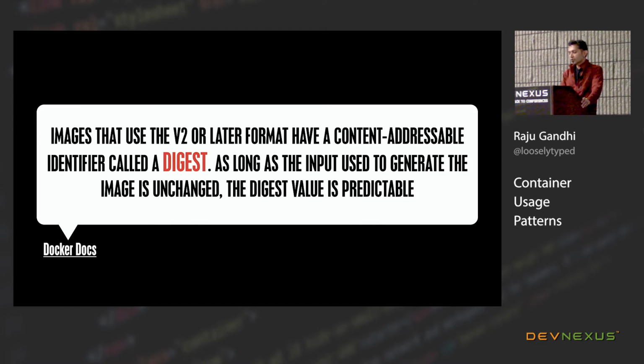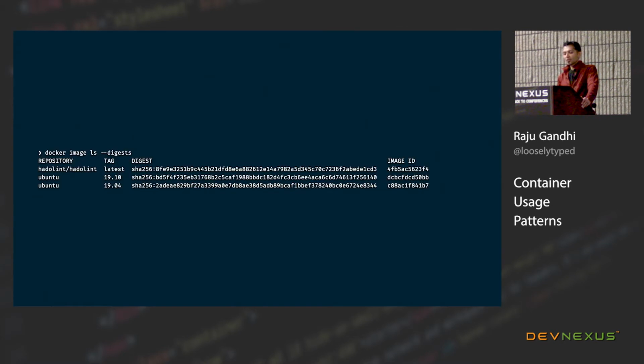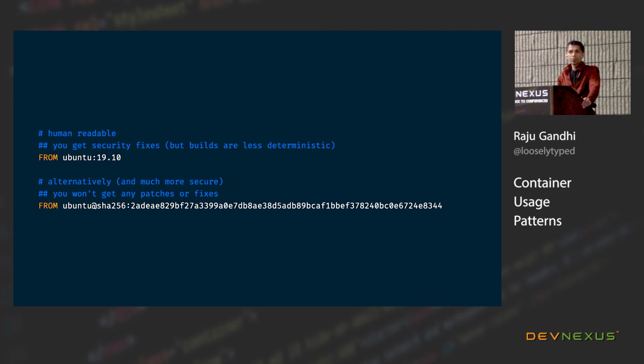A digest is a SHA-256 of the contents of the image. You can see it right now. If you went to your Docker terminal and did a docker image ls with the digest flag, you will see the digest for all the images that you have pulled from a public or a V2 registry. That hash can actually be used in a FROM.